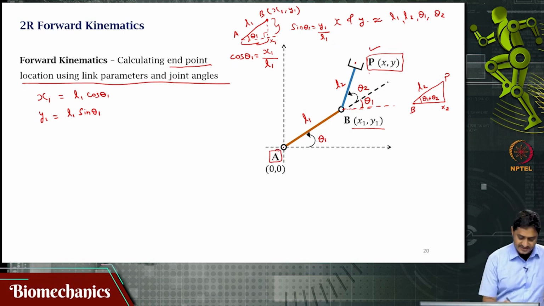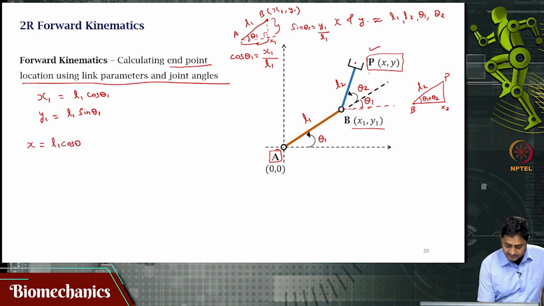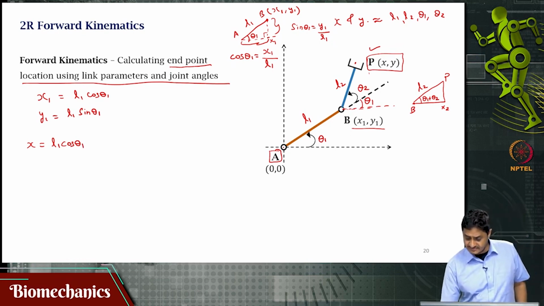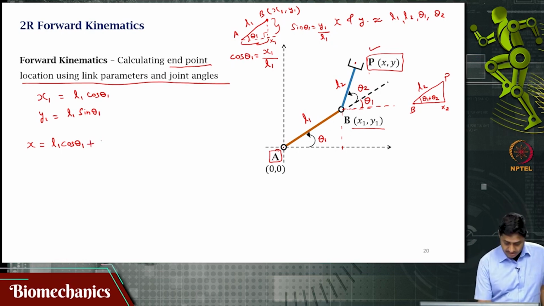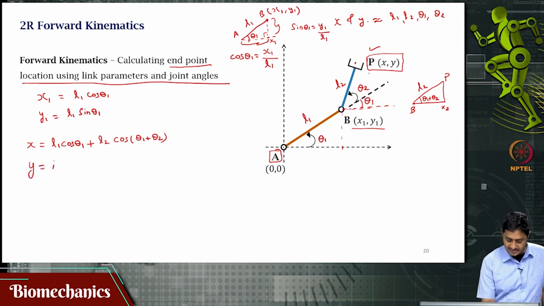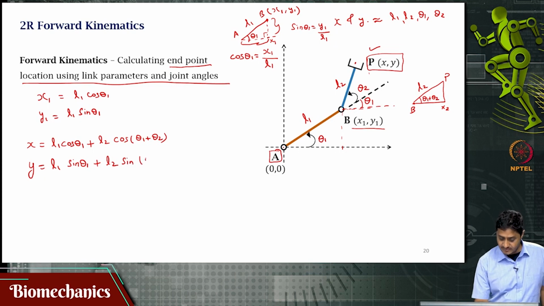Can I write this out? The answer is yes. I can write this as x is L1 cos theta 1, plus L2 cos of theta 1 plus theta 2, similar to the previous analysis, and then I can write out y as L1 sin theta 1 plus L2 sin of theta 1 plus theta 2.